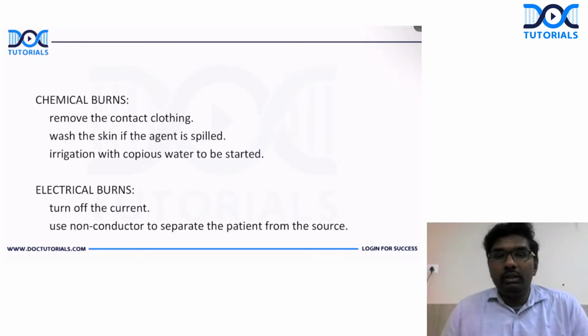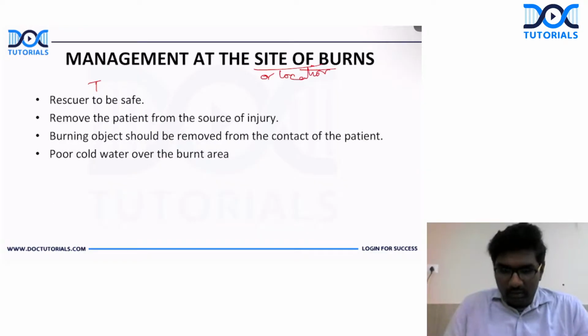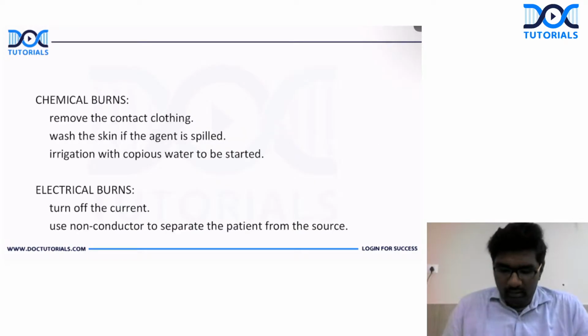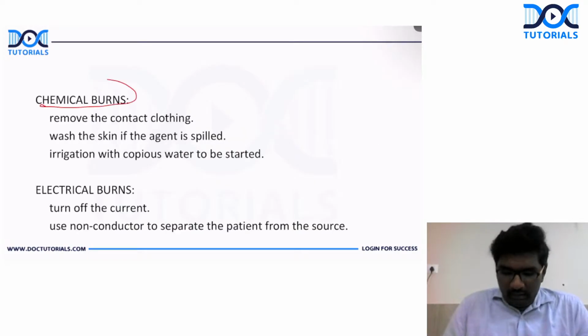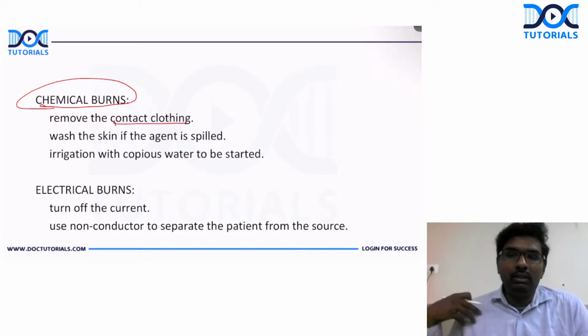So this is about thermal burns. All that we spoke about here relates to the resuscitative phase in thermal burns. Now, in case of chemical burns, first of all, remove the contact clothing. If an acid has spilled over my shoulder, first remove the contact clothing.